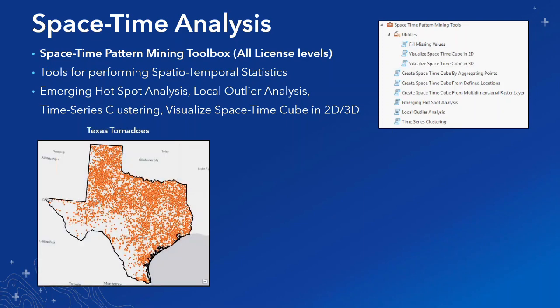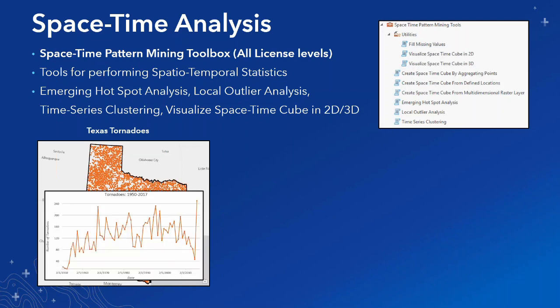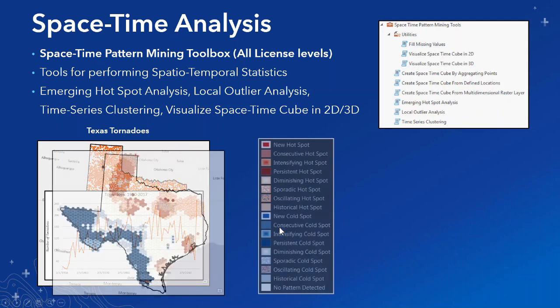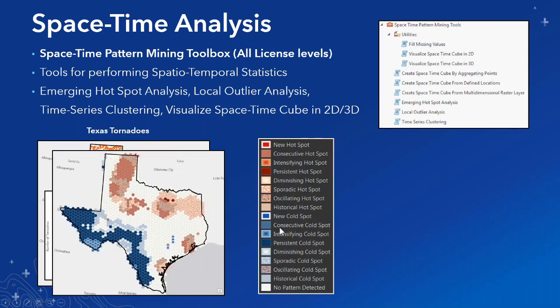So here's an example of tornado locations in the state of Texas. Of course, it's important to visualize temporal data in something simple like a line graph, right? We can see here perhaps that there's a trend, right? Tornadoes have maybe increased from 1950, maybe stabilized a bit, and then kind of dropped again towards the beginning of the 21st century. But we can incorporate this temporal element into the spatial analysis.